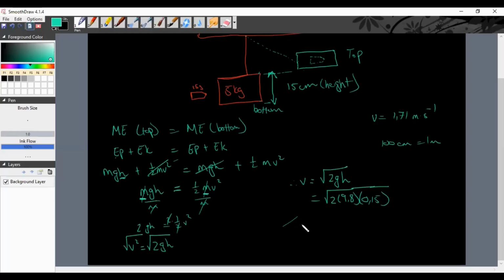If I do that correctly, I'll get a value of velocity that should indeed equal 1.71 meters per second. And that's how you do it using energy principles. How did you know what to cancel out in the beginning? 1.71, that's correct. To answer Christian's short question, it's 1.71 meters per second.